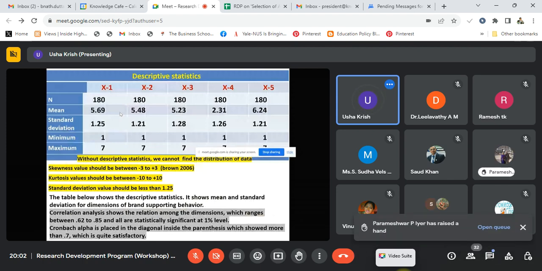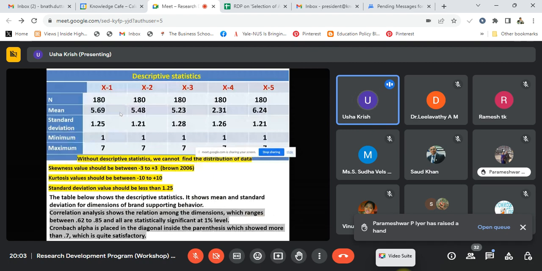And I mentioned already, in case of mean, higher the value, better will be the model. In case of standard deviation, the value should be less than 1.25, or in other words, lesser the value, better the model. In case of skewness, the value should be between -3 to +3. In case of kurtosis, the value should be between -10 to +10. This is about descriptive statistics.